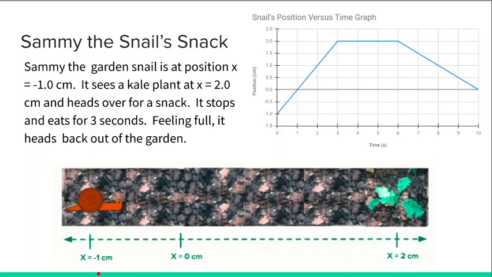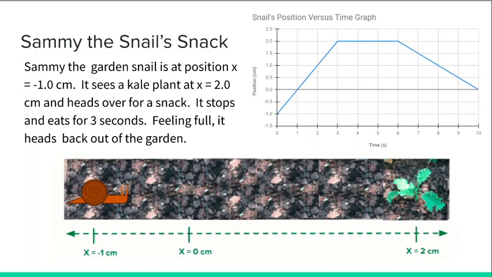So let's think about it in parts. He starts at -1 centimeter. So here he is at time 0 at -1 centimeter. Then he's going to travel to 2 centimeters. He's going to stop and eat, and then he's going to travel back out of the garden. So we'll show it one more time with an animation. Here he is at -1. He travels over to the kale and has his snack, and then he travels back out.